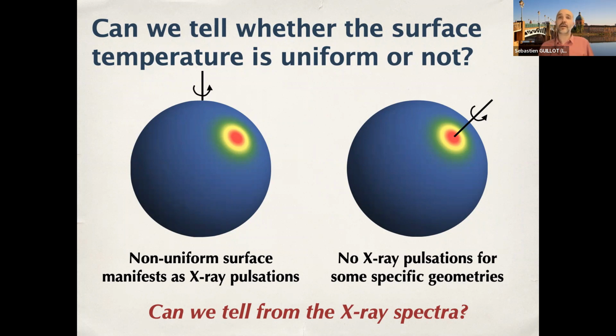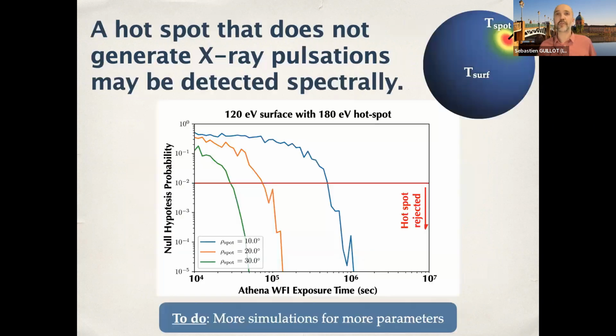If your hotspot is aligned with your rotation axis, so that you always see that hotspot, you would not be able to see X-ray pulsation. But can you tell spectrally if there is one or not? I had done some simulations looking at a hotspot with a slightly higher temperature than the rest of the surface, and at the exposure time that would be needed to start to tell if there's a hotspot from the spectra alone.